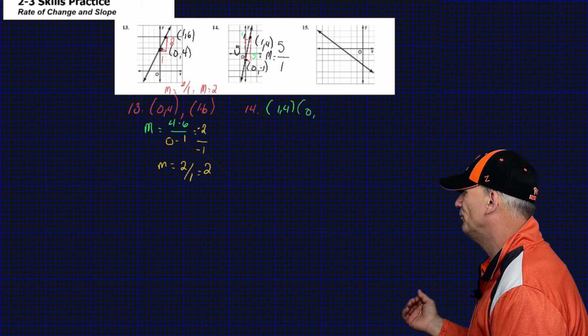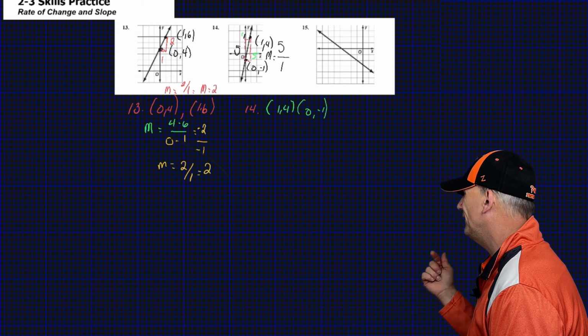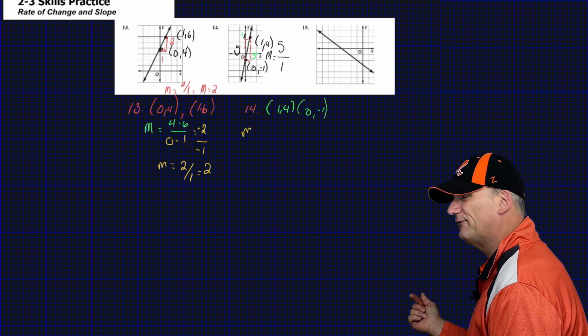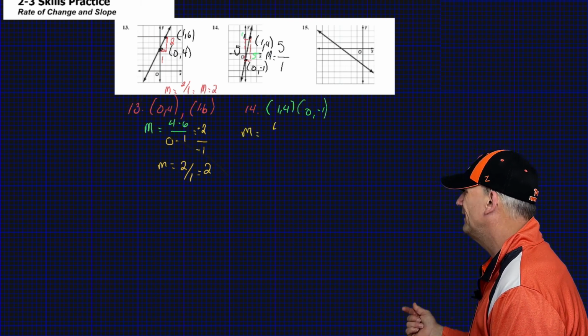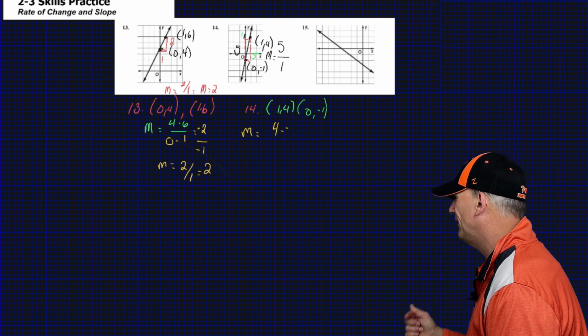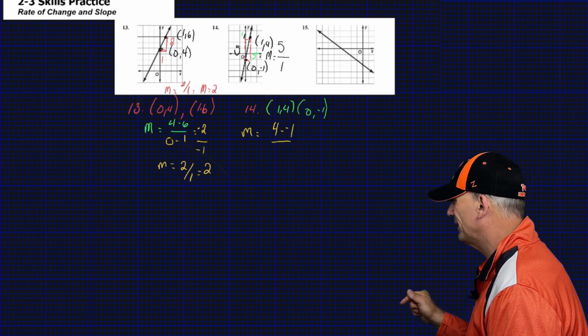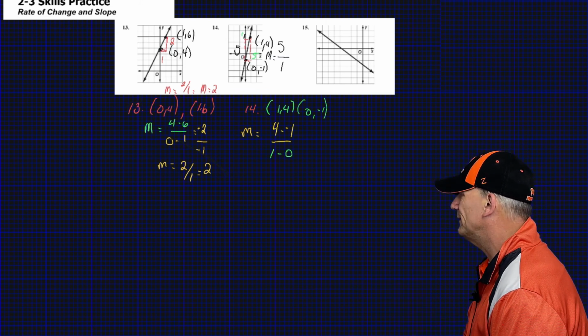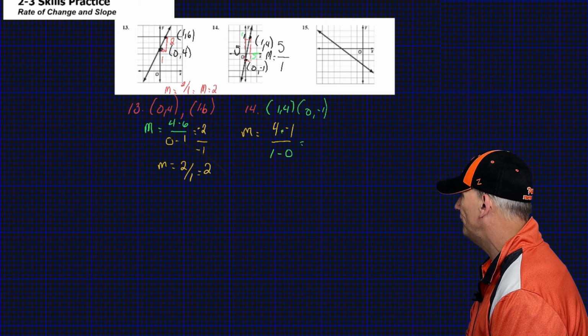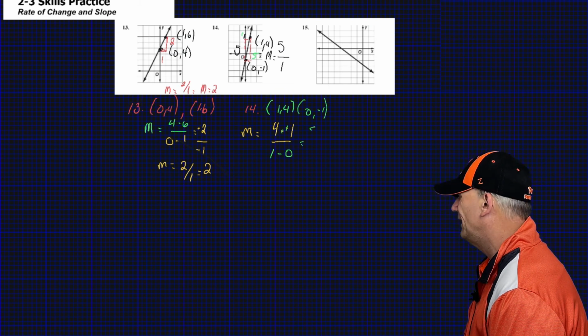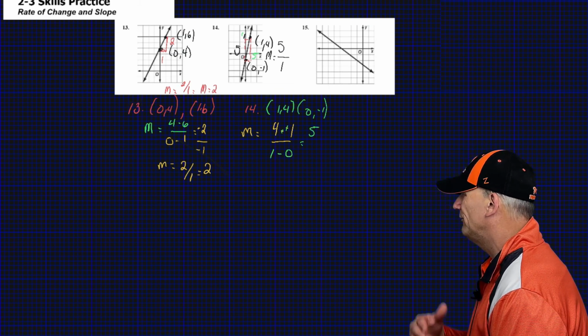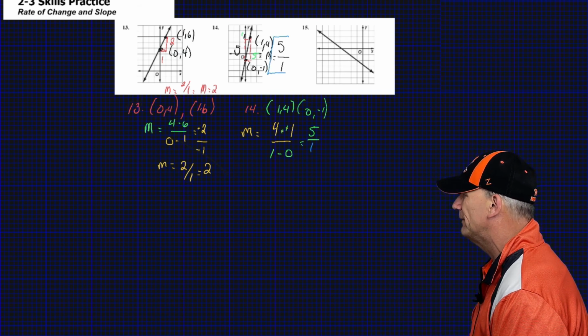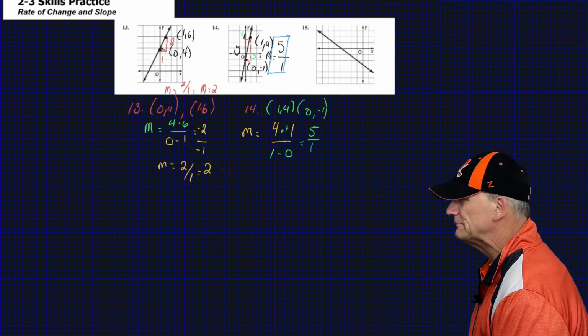In the numerator, we have 4 minus negative 1, right? And in the denominator, we have 1 minus 0. Do the math, you can see the calculations. 4 minus the negative 1 is what? Positive 5. And then 1 minus 0 is 1. So what did we say? We went over 1 and up 5, and that's what we have here, 5 over 1, or just 5.